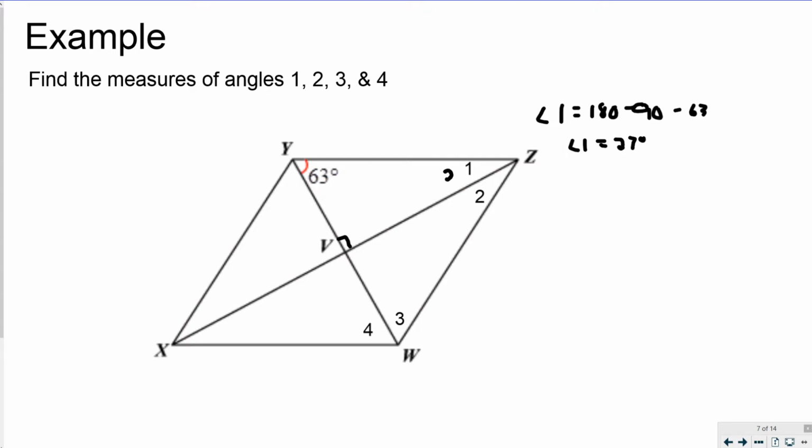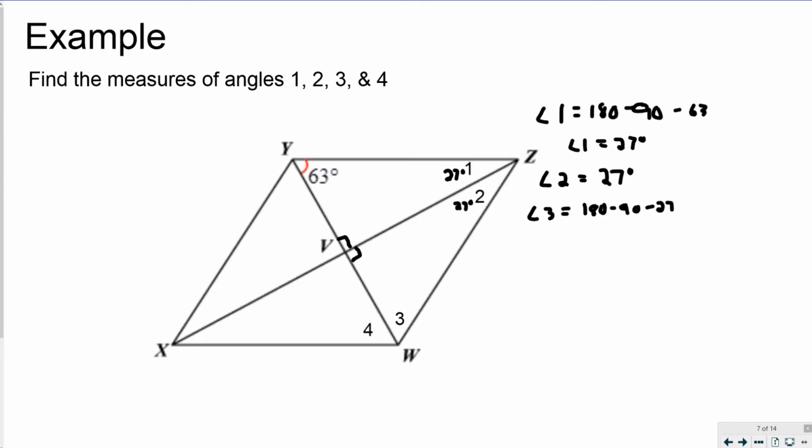And if angle 1 is 27 degrees, that means that angle 2 must be 27 degrees. It comes from that last property where the diagonals cut the angles in half. Angle 1 and angle 2 have to be congruent. And since I know that center angle is 90 degrees, the second property of a rhombus, angle 3 has to be 180, take away 90, take away 27, since those are the 2.